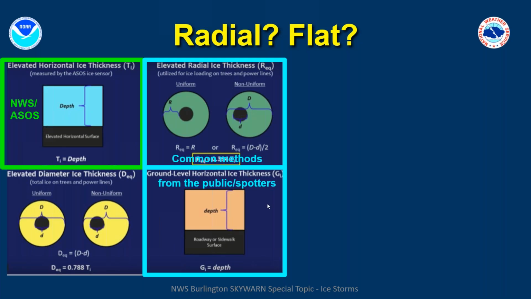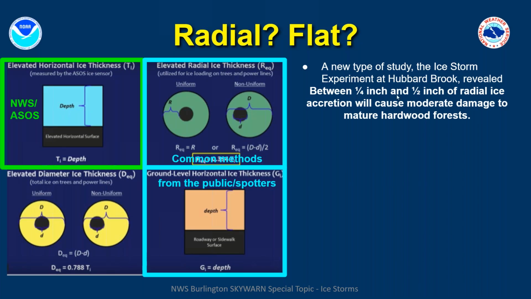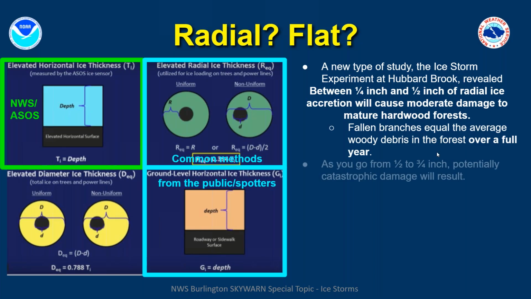So there's a lot of complexities to our measurements, and it has been illuminated in recent years by a study that was done in a forest. This particular experiment actually was able to determine that it's between 1/4 and 1/2 inch of radial ice that will cause moderate damage to hardwood forests. And then when you jump up to 1/2 to 3/4 of an inch, suddenly we're dealing with potentially catastrophic damage.